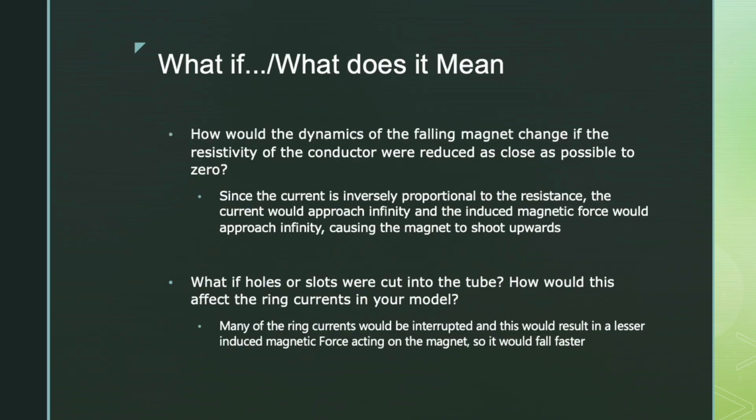And so now we move on to these questions. We answered this one a little bit earlier, so we'll move on to: what if holes or slots were cut into the tube? How would this affect the ring currents in your model? The answer is that many of the ring currents would be interrupted, and this would result in a lesser induced magnetic force acting on the magnet, so it would fall faster through the tube.